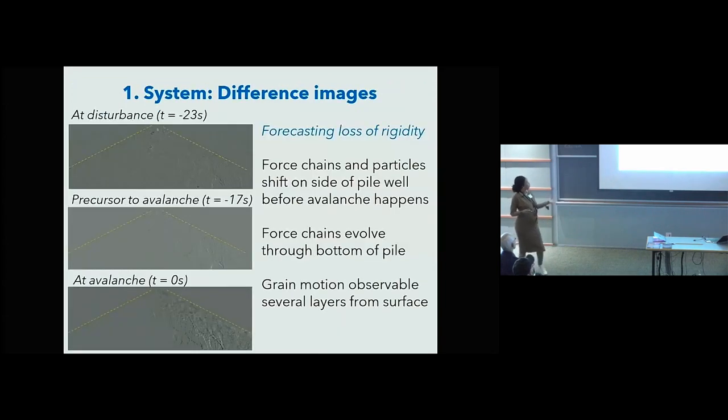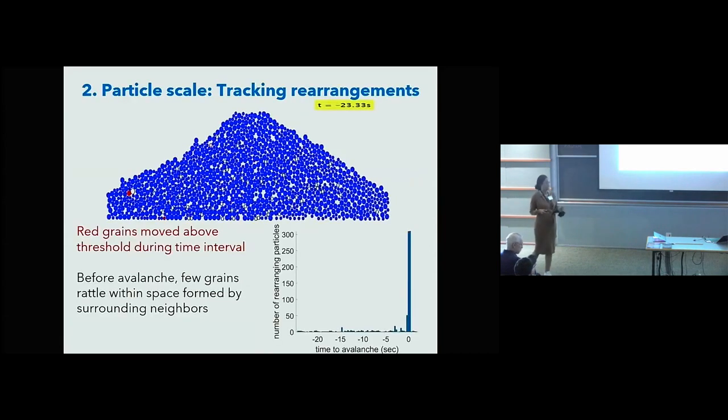Hopefully you all are able to see that from the point of disturbance to the actual avalanche, we're able to see a few precursors to avalanches in the system in terms of how the force chains evolve through the bottom of the pile, as well as some grain scale motion. Our second level is the particle scale. So we can track the system down to the individual grain, and this serves as a really nice way of capturing individual grain rearrangements that lead up to a flow or transition in our system.